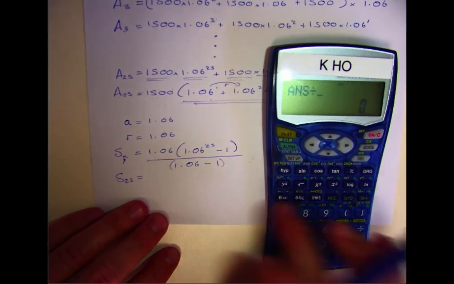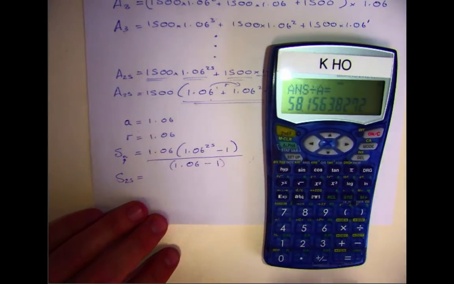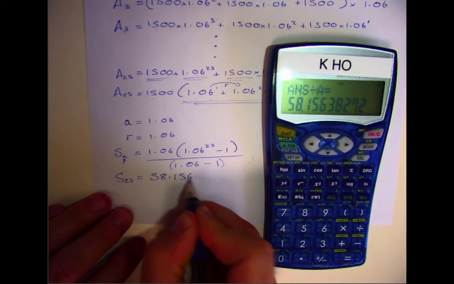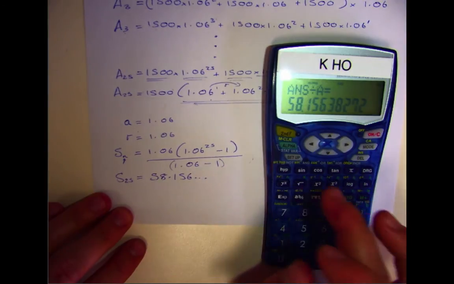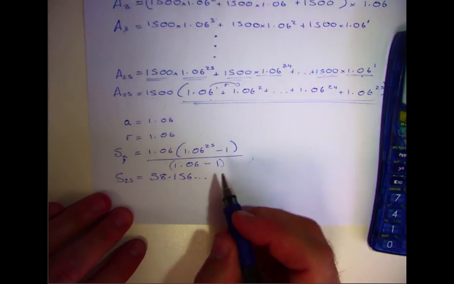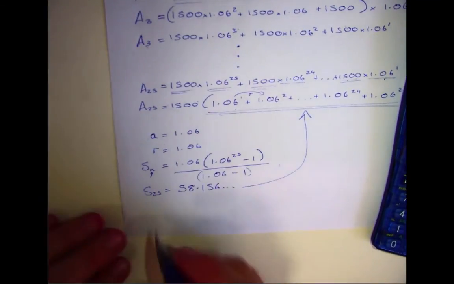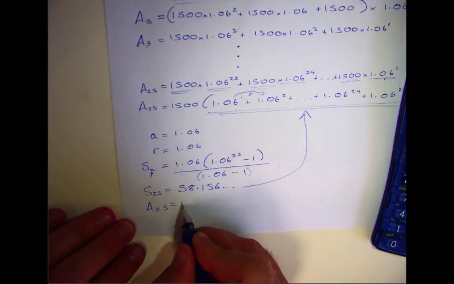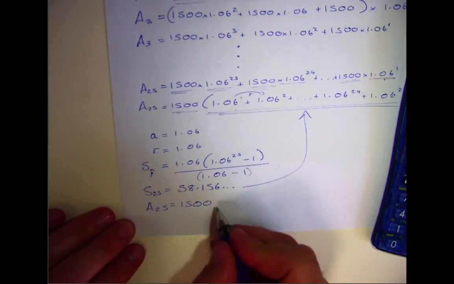Divide it by this thing, which we've stored. So I'm going to recall it from A. And we get 58.156... Now we need to store that. We can store it in A, but we could store it in B as well. Store it in B. That amount is everything in there. So A25 equals 1,500, this, times by this, which we know is this amount.